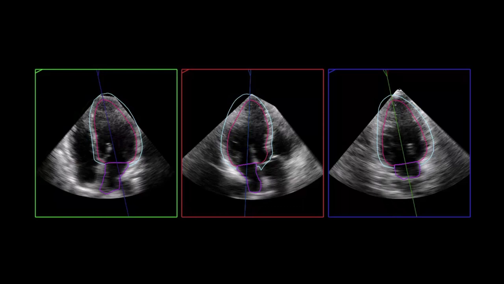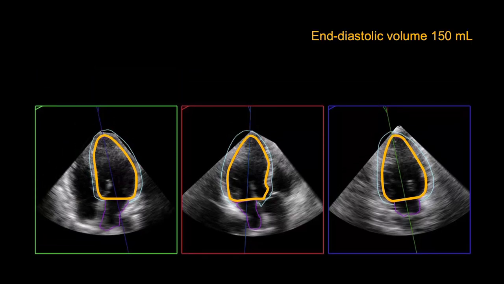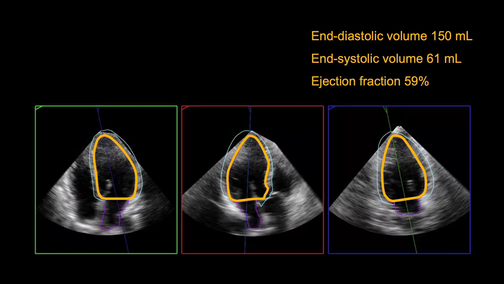After having identified the endocardial border on the three apical slices, you can see that they share the same apex and there is no foreshortening. The end diastolic volume is 150 milliliters. The end systolic volume is 61 milliliters and the ejection fraction is 59%. So this is the normally functioning left ventricle.